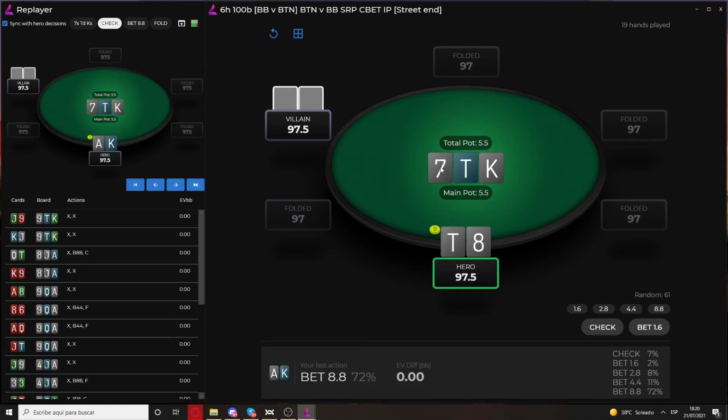The 8 is blocking 9-8 for what it's worth, but it's not super. Well, I guess that is important. We're having a strong straight blocker on a lot of turns and rivers. I guess that is somewhat important. But yeah, on a 61, I'm gonna bet it, and I'm gonna go 4.4. I think that's gonna be the sizing that we prefer here.